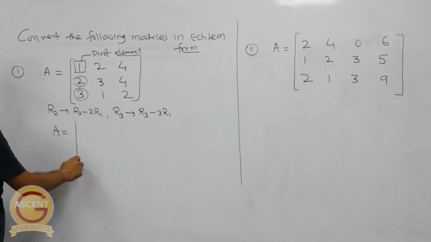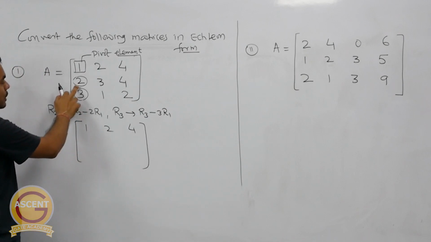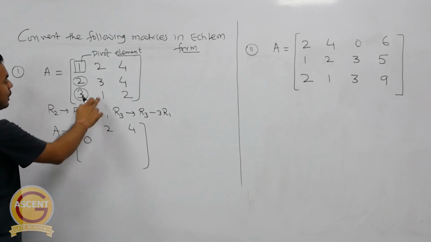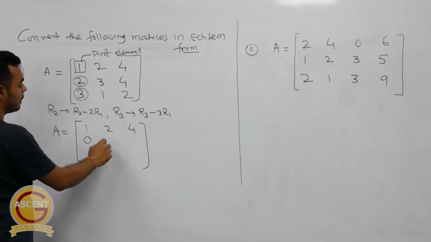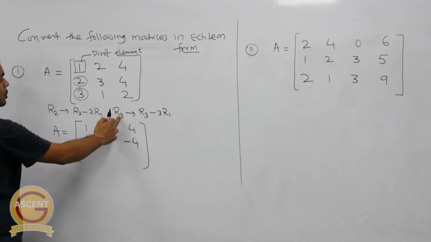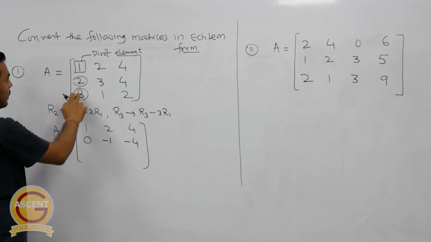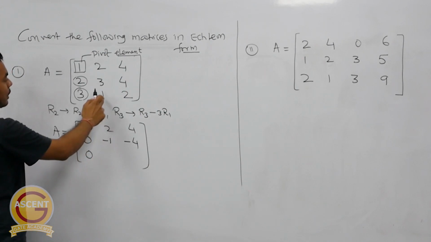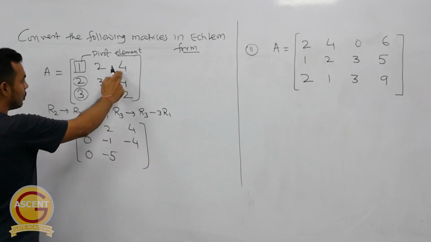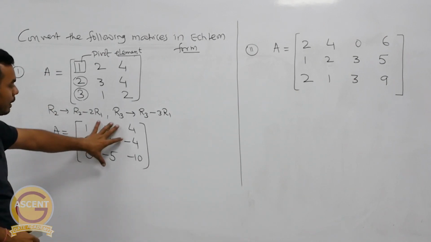So if I perform these two operations, then my first row will be 1, 2, 4. The second row is now second row minus 2 times first row. So 2 minus 2 into 1, this will be 0. 3 minus 2 into 2, so 3 minus 4, minus 1. 4 minus 8, minus 4. And then R3 goes to R3 minus 3 times R1. So I have to subtract 3 times R1 from R3. So I will get 3 minus 3, 0. Then I will get 1 minus 6, minus 5. And 2 minus, this will be 4 into 3, 12. So 2 minus 12, minus 10. So after one operation, this will be our matrix A.